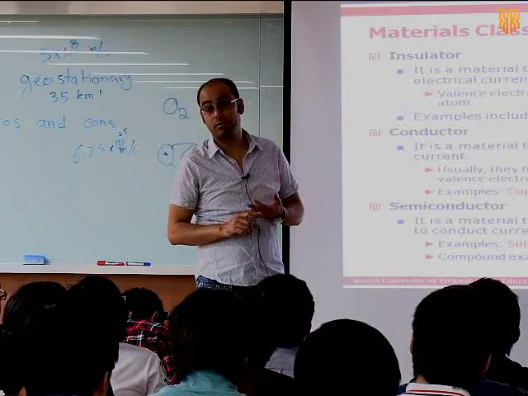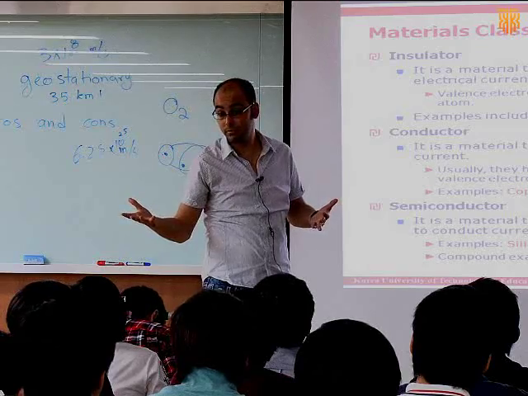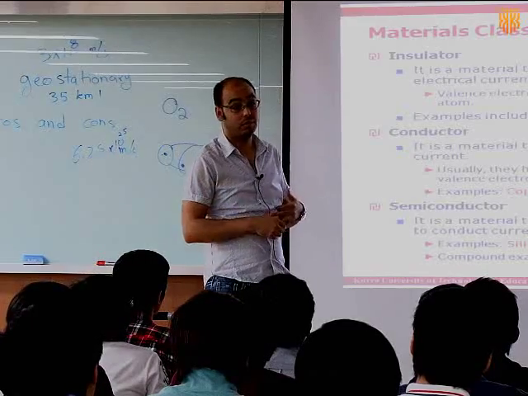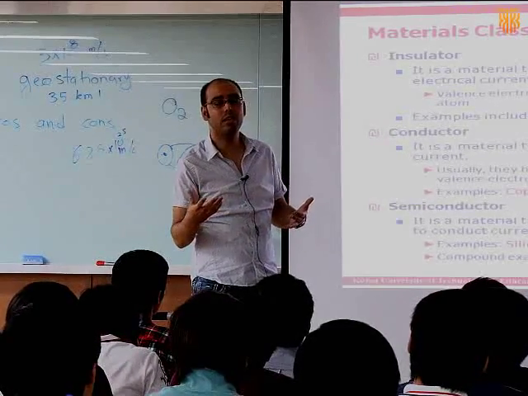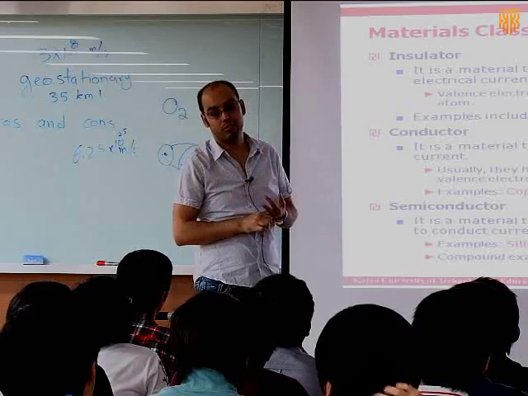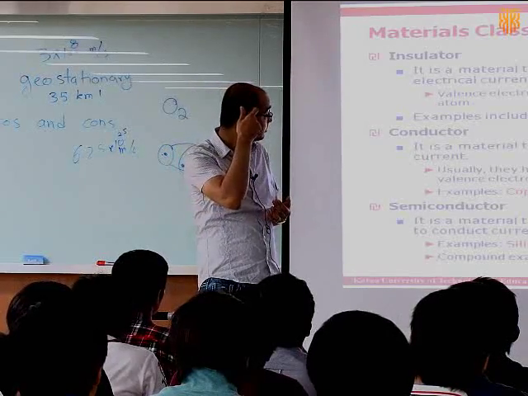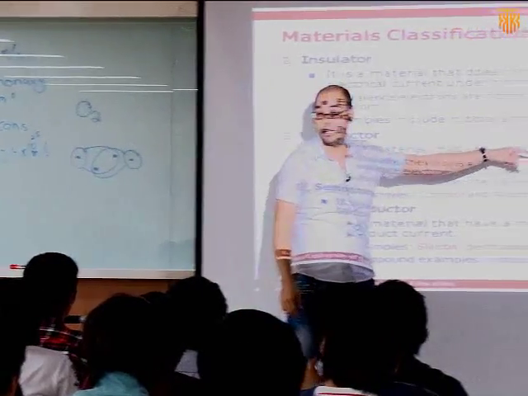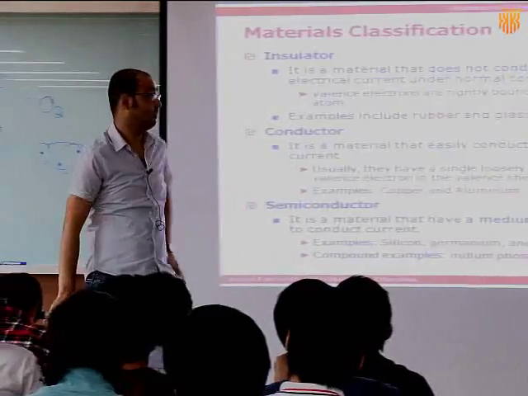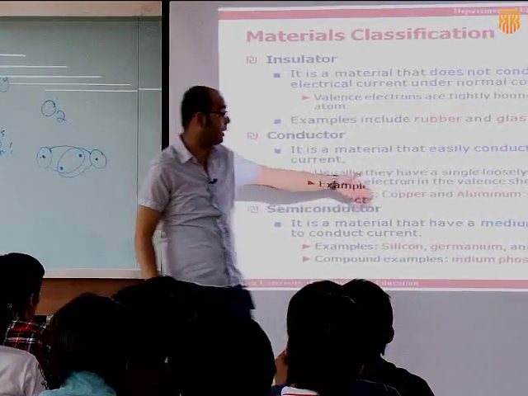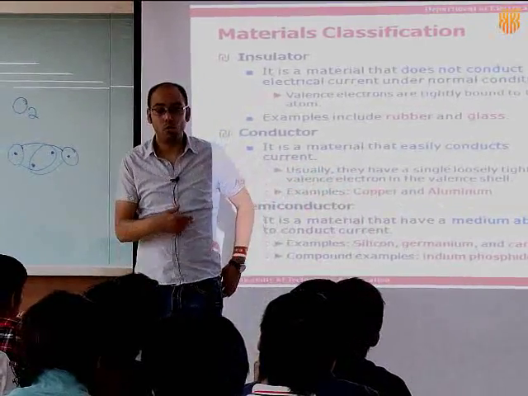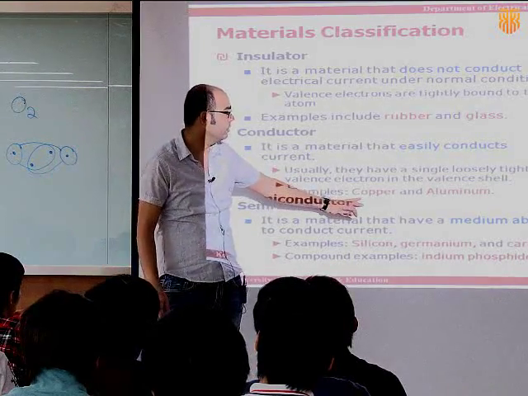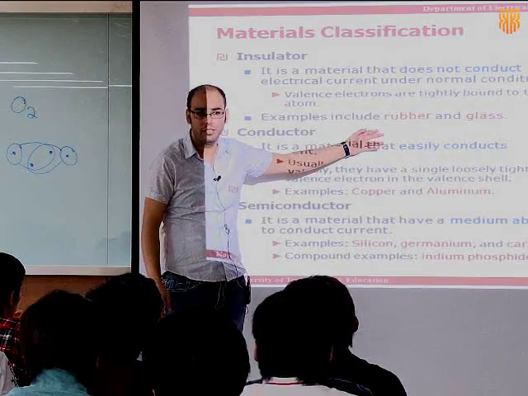And then there is material which conducts, like the metals. Okay? The metals, they conduct. And usually they have one electron in the valence shell. So the insulators, which don't conduct, are like rubber or glass or wood. And conductors are like copper or aluminum. Okay, why is it a conductor? Why is copper a conductor and rubber is not? Why?